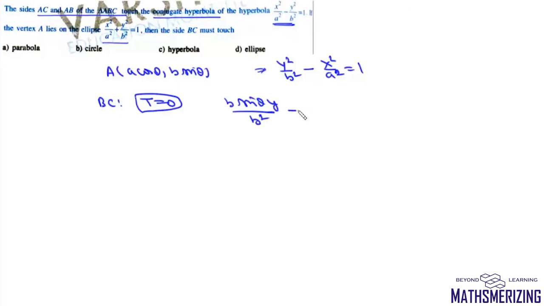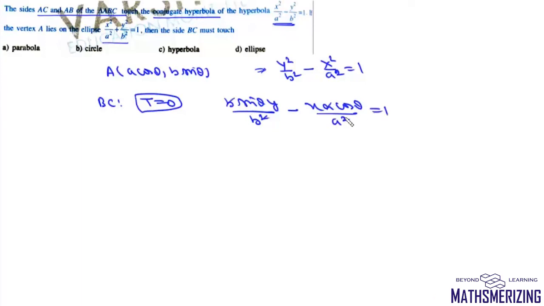So that means tangent to y square upon b square minus x square upon a square equals 1. Now it is given that AC and AB touch this conjugate hyperbola. So that means this side BC is nothing but the chord of contact. So we can write the equation of BC as T equals 0. And what's T equals 0? T equals 0 in this case is b sin theta y upon b square minus x a cos theta upon a square, and it is equal to 1.